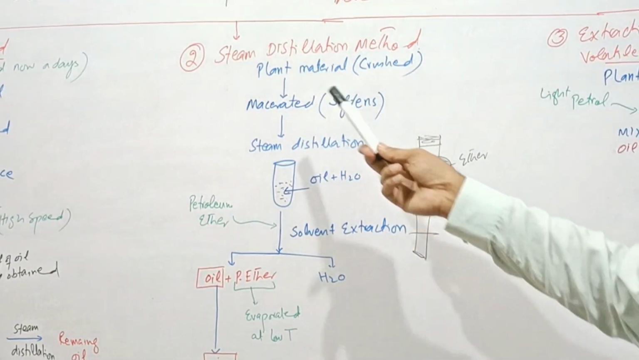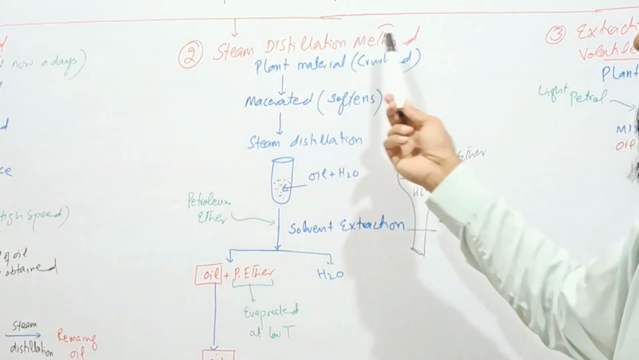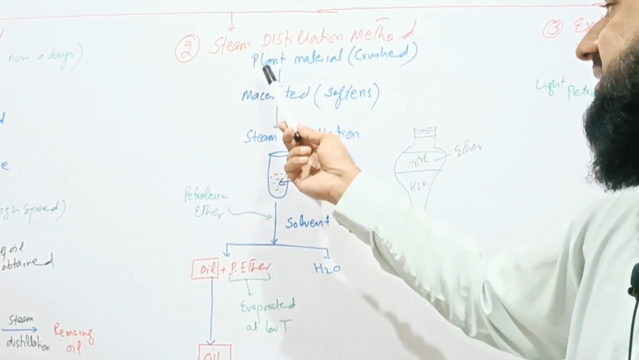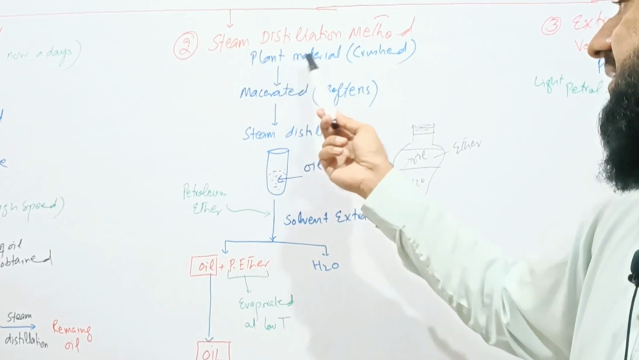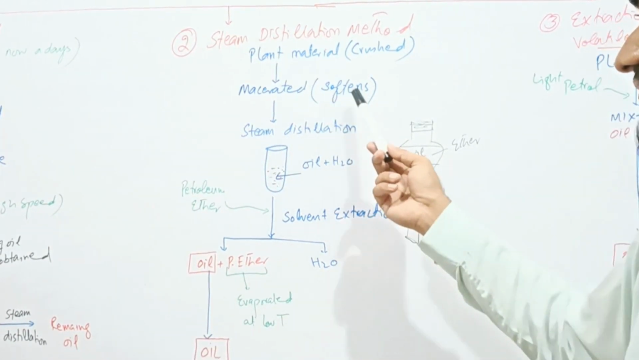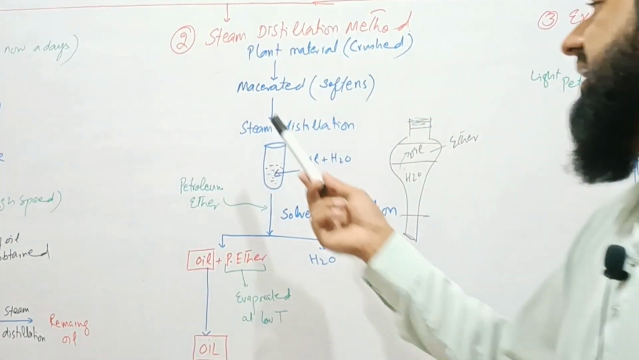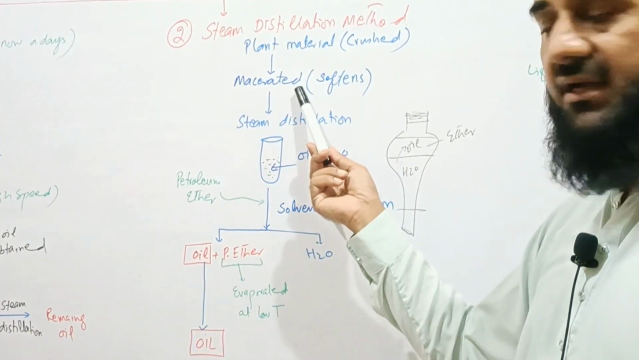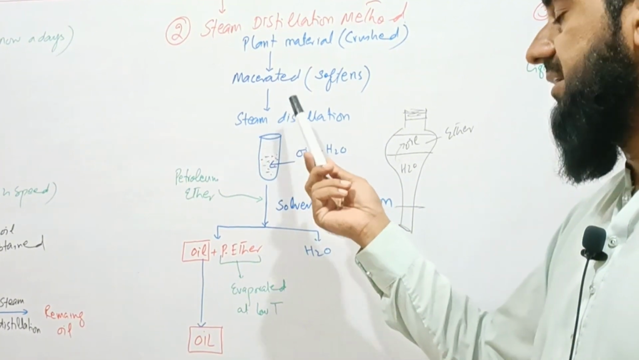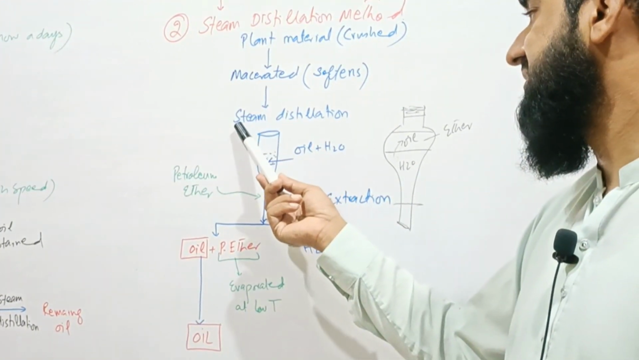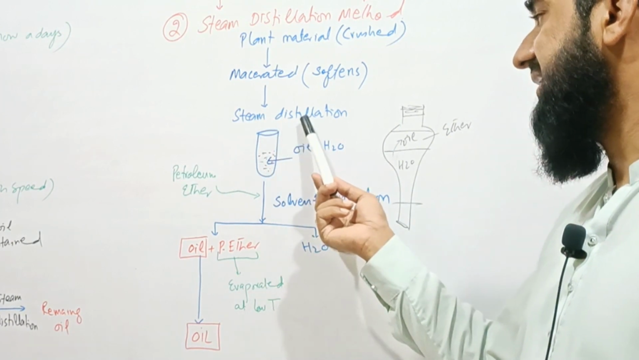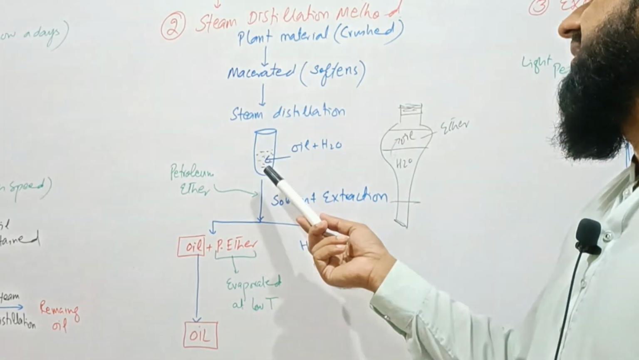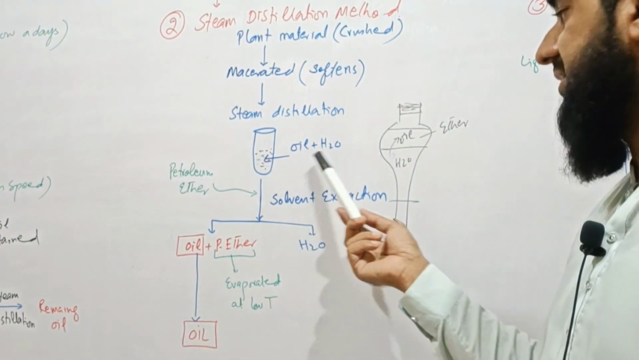In the second method, the steam distillation method, we crush the plant material into small pieces, and this material is macerated, softened by using a suitable solvent, and then steam at high temperature is passed through this material. The oils are dispersed within the steam, and this steam along with the oil is condensed. Then the condensate contains oil and water.